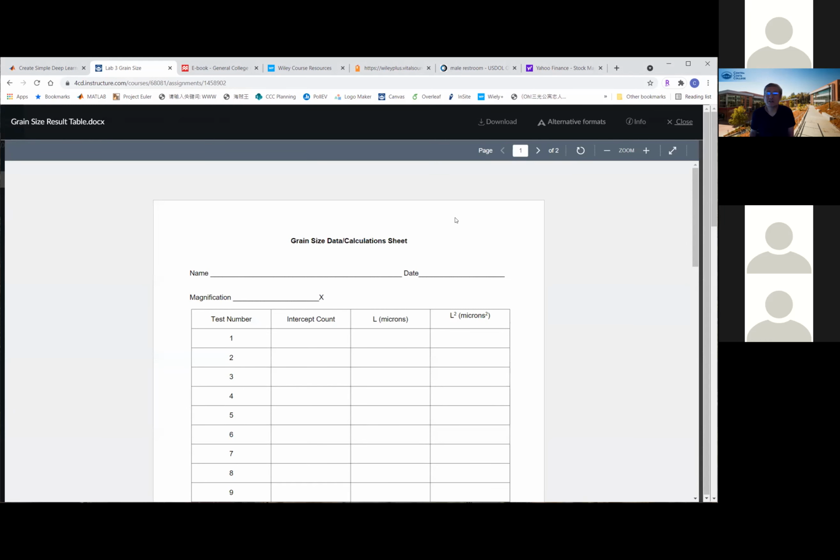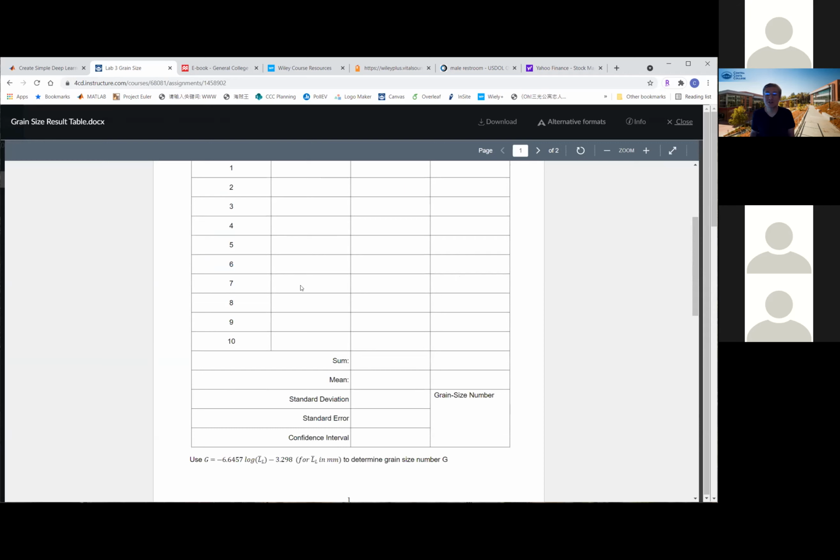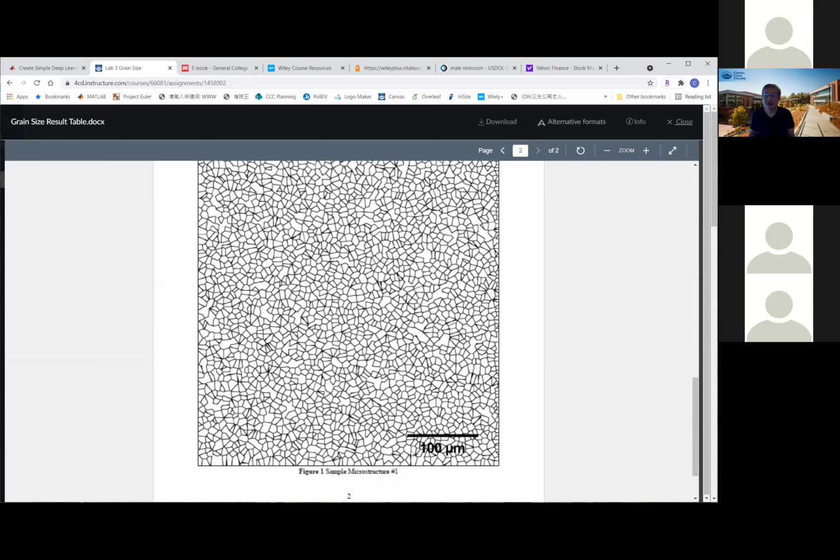This one is not very difficult. I just wanted you to finish it. Don't wait until another week, then you never submit it. All right, so put your name and the date of today. You first have to determine the magnification. As I said, use the ruler to measure the length of this, then divide that length by 100 micrometers to get the magnification. That's how you determine the n.